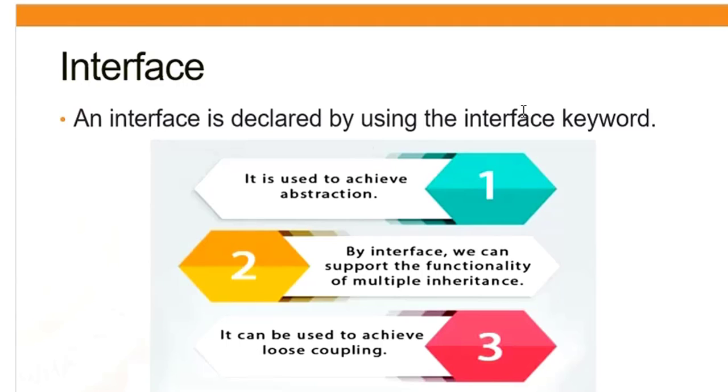So what is the use of an interface? It is usually used to achieve abstraction. What is the use of abstraction? To hide some information from the child class in the parent class, right? So by interface we can support the functionality of multiple inheritance. As I said, in a normal class you cannot have multiple inheritance, but if the class is an interface, then we can have multiple inheritance. I will show you in a few minutes. Then it can be used to achieve loose coupling. So that is the use of interface.